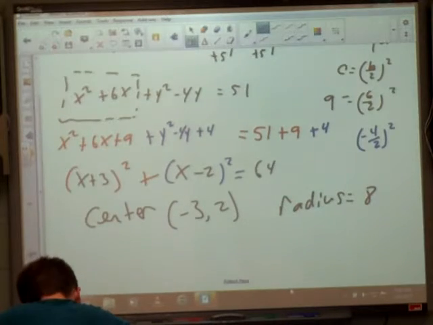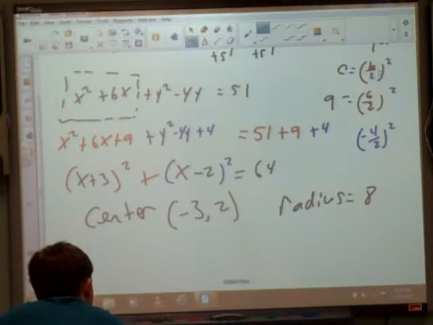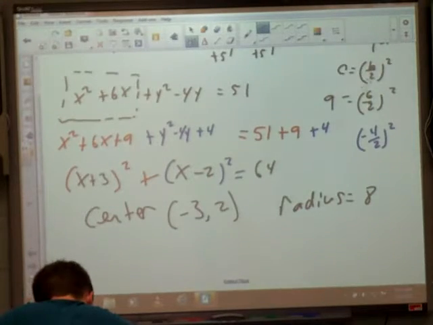So you're going to want to remember, how did I figure out that I added 9 and added 4? You're going to want to remember that we took half of our b and squared it. So over here where I wrote that, where my mouse is hovering, that'd be pretty important for you.